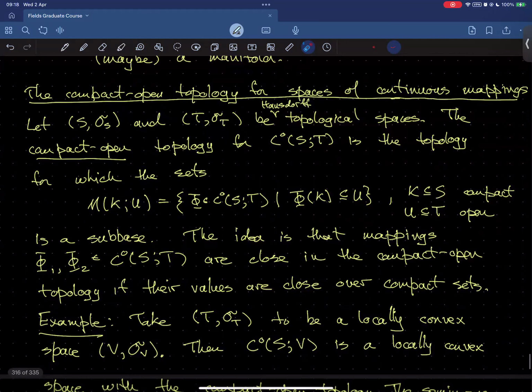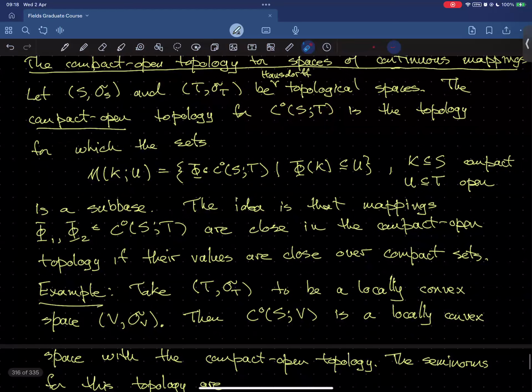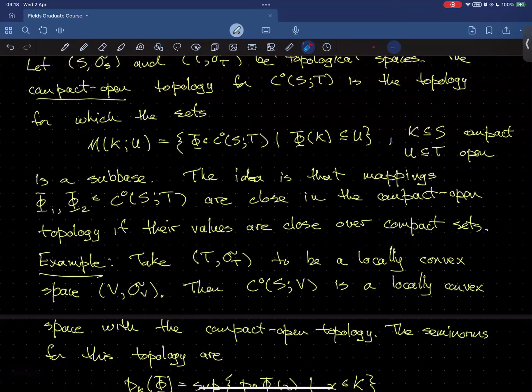Okay, so the compact open topology for the space of continuous mappings from S to T is defined as follows. We define a subbase for the topology. Remember what a base for a topology is: a collection of sets so that every open set is a union, not finite or countable, but an arbitrary union, of those base open sets. Okay, so that's what a base is.